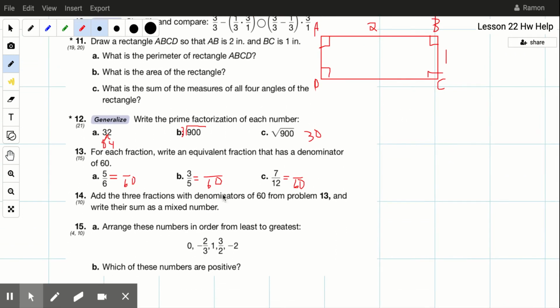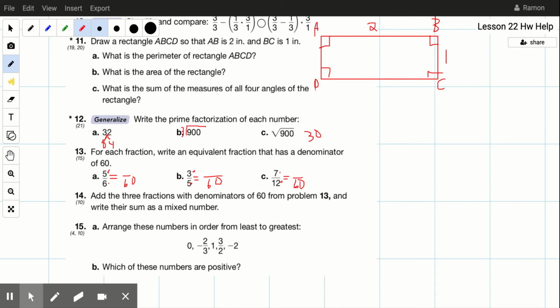Add the 3 fractions with denominators of 60 from problem 13 and write their sum as a mixed number. So you're just going to add up these 3 values once you have them changed. Remember that you're going to have to multiply to find your equivalent fractions. And then once you have them all with the same denominator, you add them up and then simplify if you can into a mixed number.